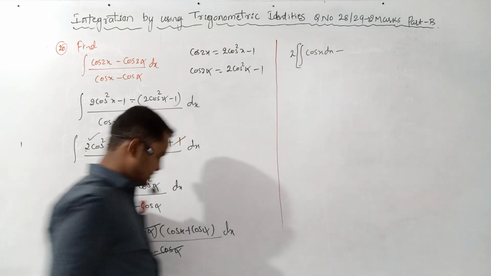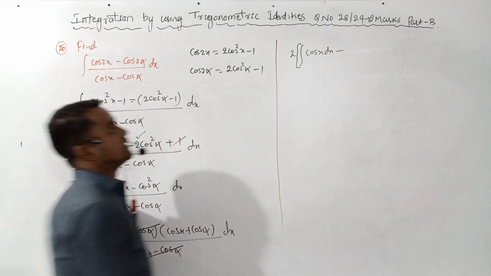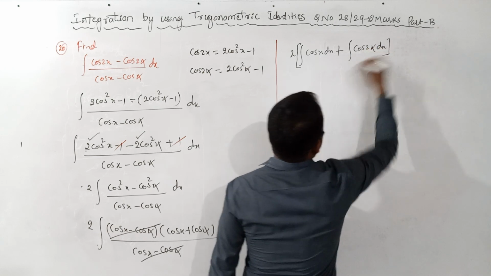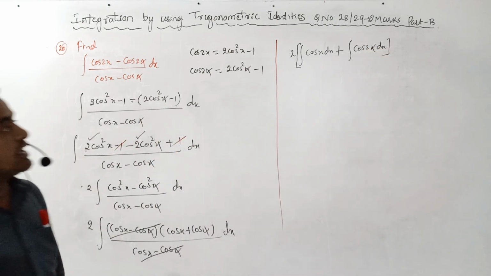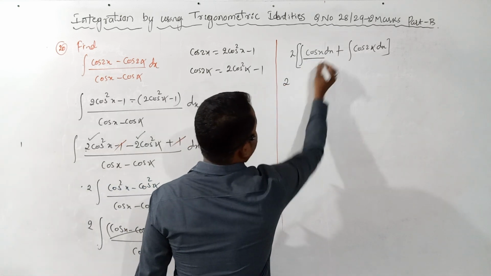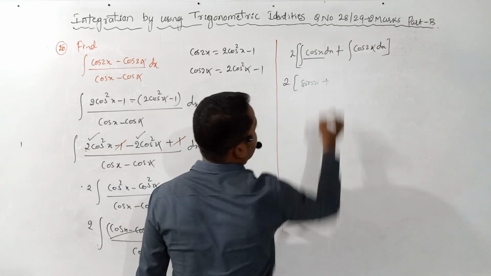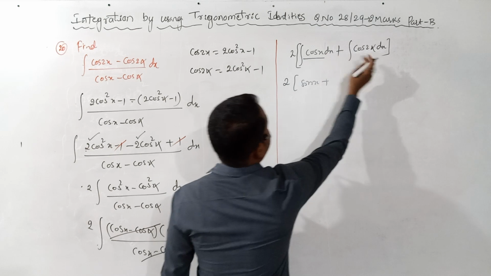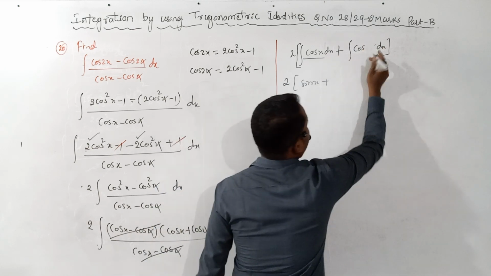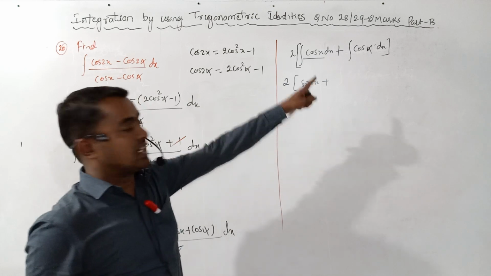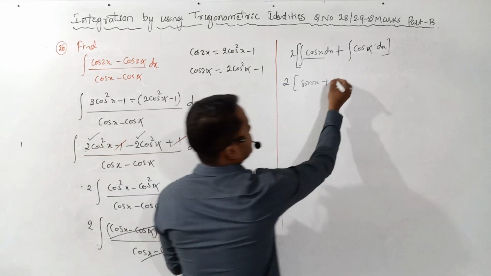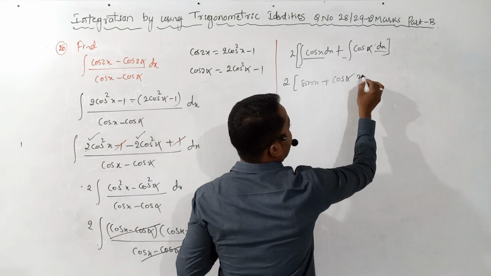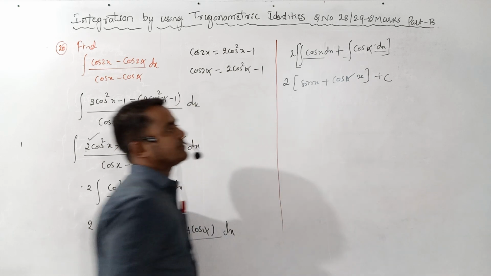Minus, this one plus integration of cos alpha dx. Sorry, make a correction, it is cos alpha dx. Here the integration of cos x is sin x. Now cos alpha is a constant, so keep cos alpha as it is because it is a constant. Integration of dx is what? x plus c.